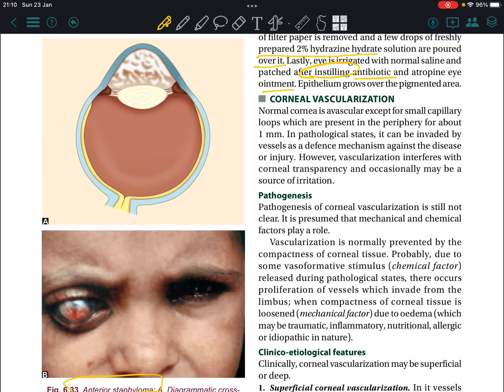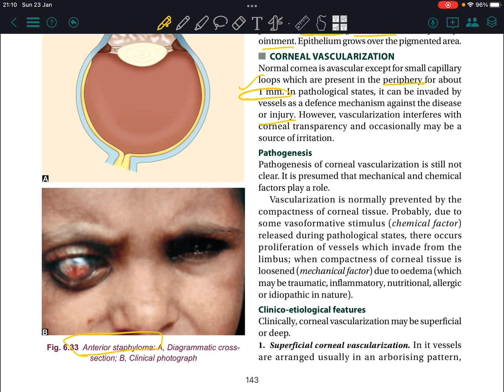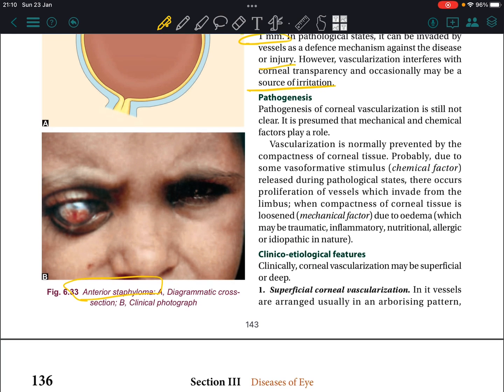It will grow over the pigmentary area. Corneal vascularization. The normal cornea is avascular, except for small capillary loops which are present at the periphery for about 1 mm. In pathologic states, it can be invaded by vessels as a defense mechanism against the disease or injury. Overvascularization interferes with corneal transparency and occasionally may be a source of irritation. Pathogenesis of corneal vascularization is still not clear.